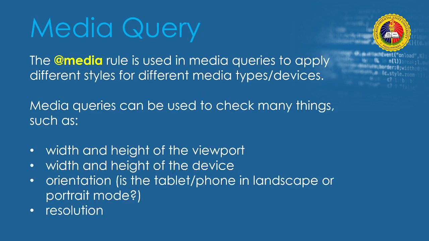All right. So that's why we are going to use a media query. The media rule is used in media queries to apply different styles for different media types or devices. Media queries can be used to check many things, such as width and height of the viewport, width and height of the device, orientation, whether it is tablet or phone, in landscape or portrait mode, and then resolution. All right, so let's think of the media query as a conditional statement.